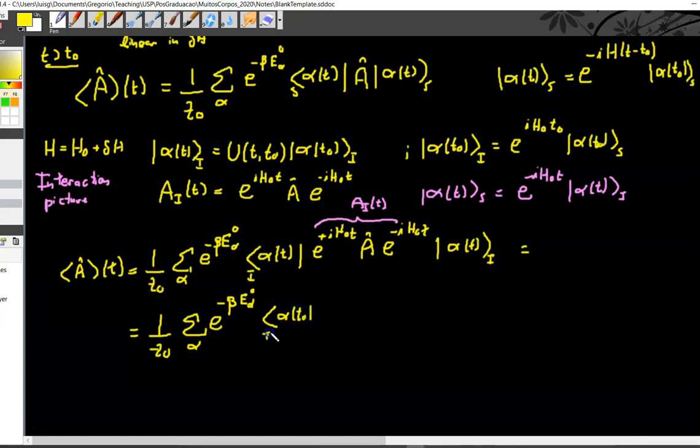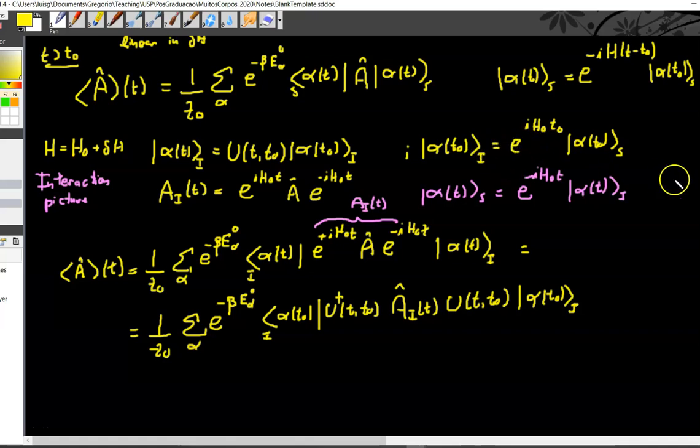at t0, the interaction picture, times U dagger between t and t0, A in the interaction picture at t, okay, then U t0, alpha at t0 at the interaction picture, which we showed. Oh, we haven't shown yet, but let's show it now. So who is this guy?